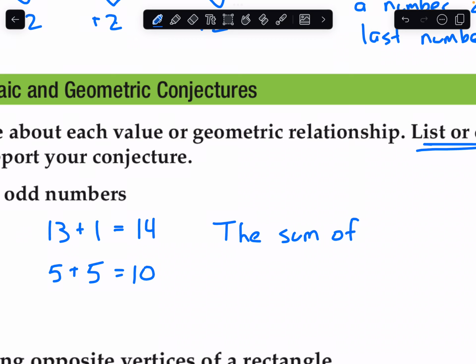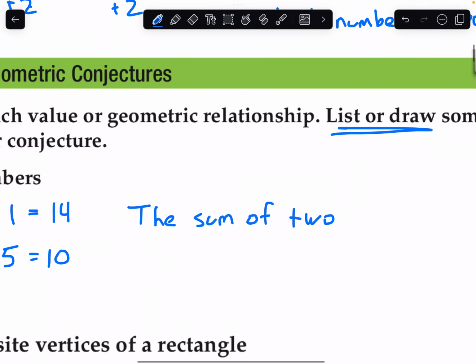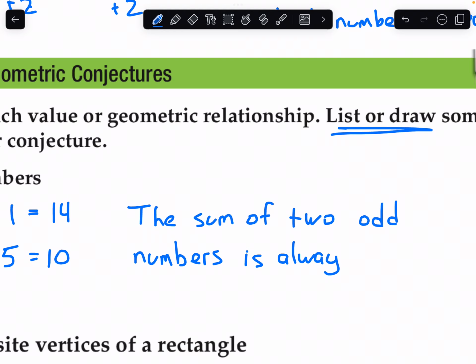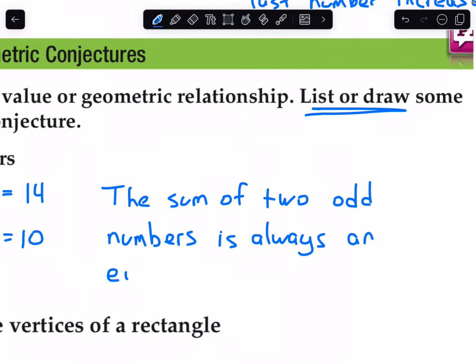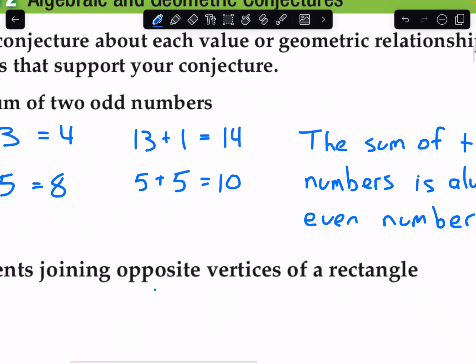The sum of 2 odd numbers is always an even number. Oh, you know what we didn't check? What about negatives? Like negative 3 plus 5. No, that's still 2. Okay, that checks out. All right.